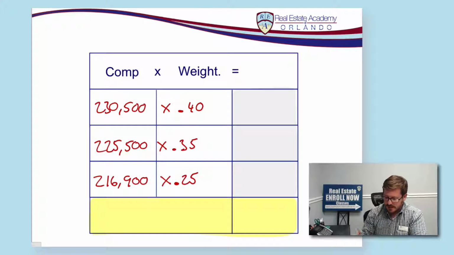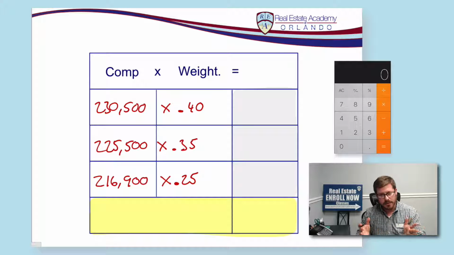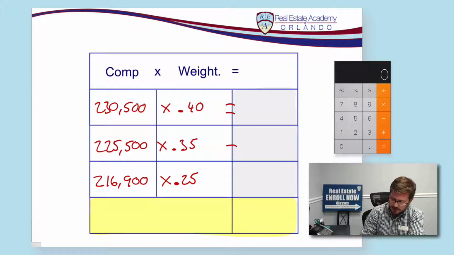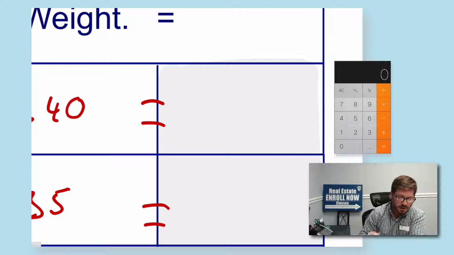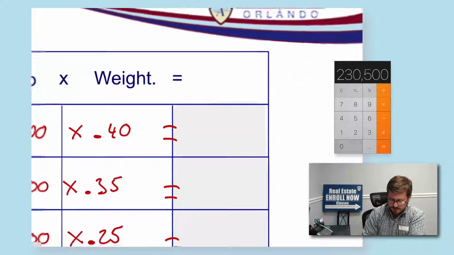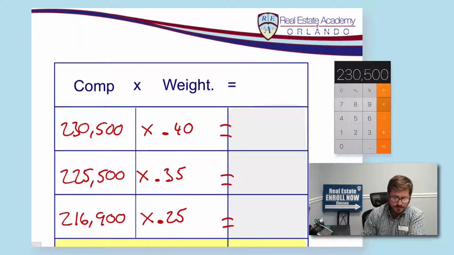All right, so now we can take a look at our diagram here. We've got on the left our comparables, in the middle the weight, and on the right-hand side we'll do some math. All we really have to do at this point is, column 1 times column 2 is going to equal our answer in column 3. So let's do that now. Column 1, $230,500 times the 40%, and we're going to have $92,200.